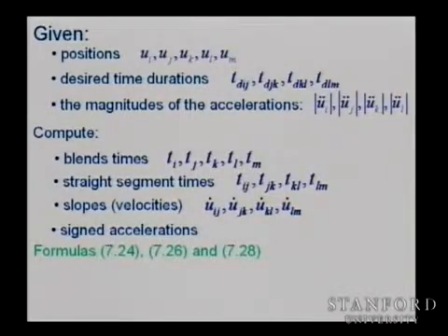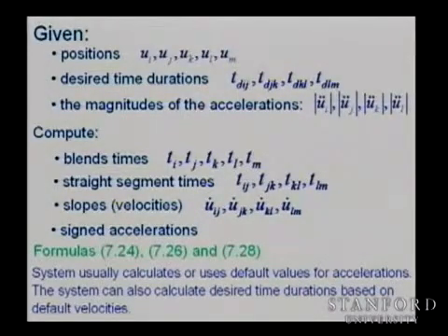And that's basically it. So those formulas are given in the book, in the notes, but we'll also look at them here briefly. One note is that the system usually calculates or uses default values for the acceleration based on the particular robot, based on the mechanical structure, how fast you want to drive it, what's the workspace, etc. And also, the system can calculate desired time durations based on default velocities. All right? Pretty simple.